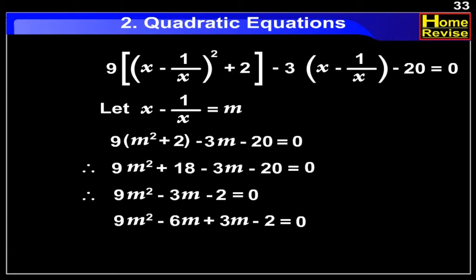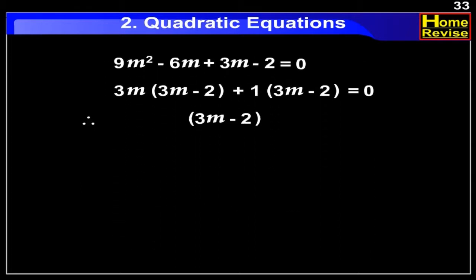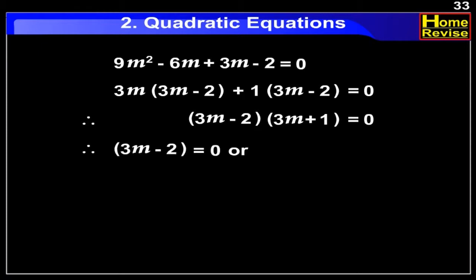Taking out 3m common from the first two terms, we have 3m(3m minus 2). And taking out plus 1 common from the next two terms, we have plus 1(3m minus 2) is equal to 0. Therefore, (3m minus 2)(3m plus 1) is equal to 0. Therefore, 3m minus 2 is equal to 0 or 3m plus 1 is equal to 0.